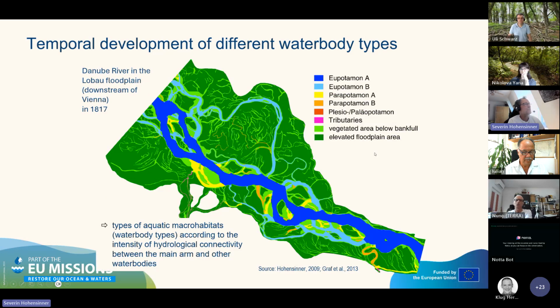Here's an example once more from the Lobau floodplain, just at the eastern edge of Vienna, the situation in 1817. You see in the legend the different types of water bodies, and most of them are light blue, which means eu-bottom-on, with a very dynamic flow-through, space for living.